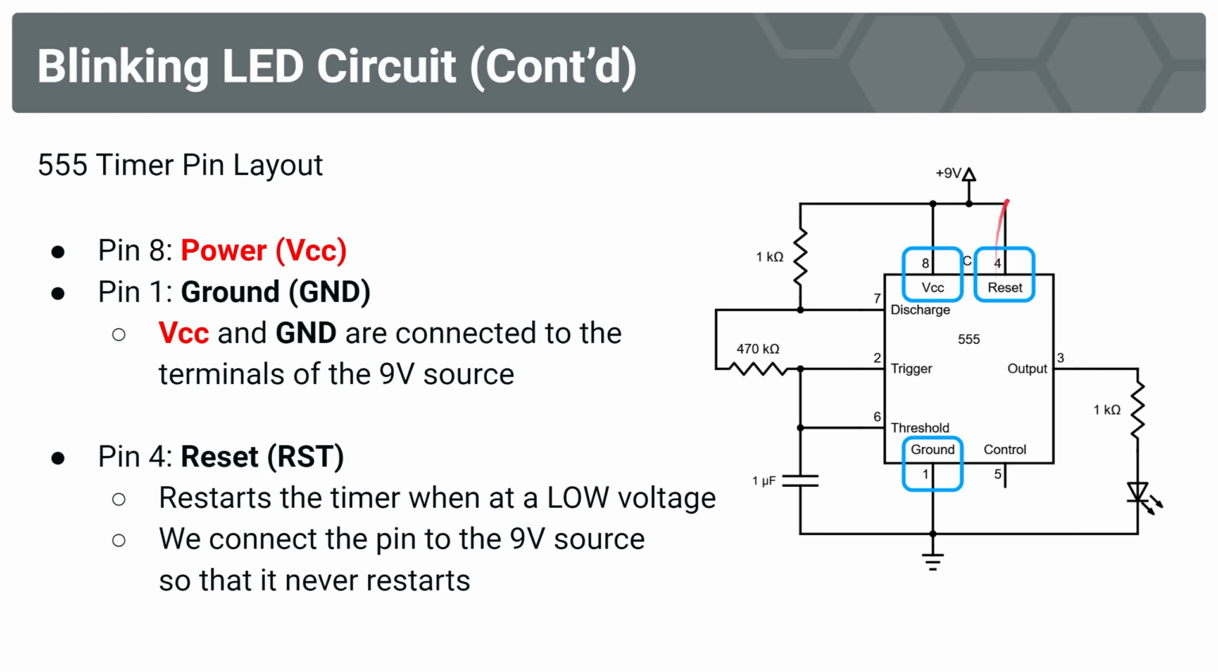Let's say you connected a 9-volt battery here. You take the positive terminal of the 9-volt battery and connect it here in our circuit, and you would take the negative terminal and connect it to the ground of the circuit.